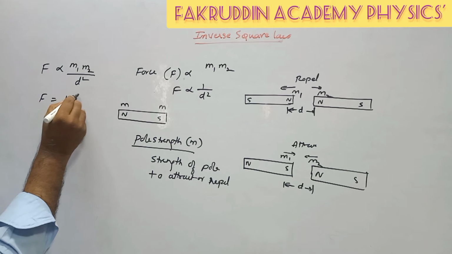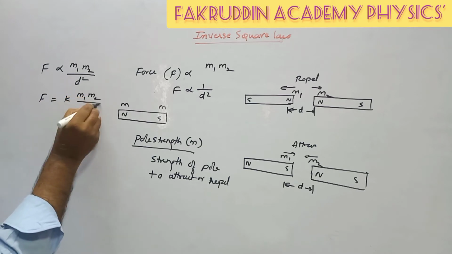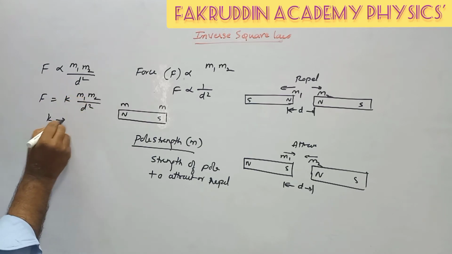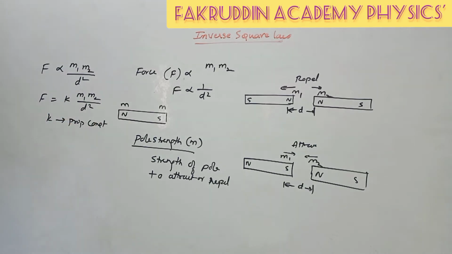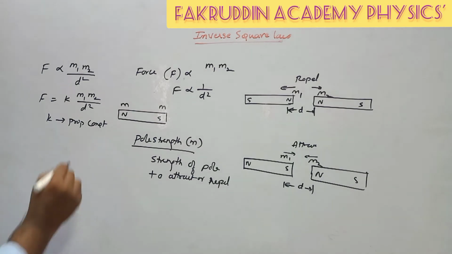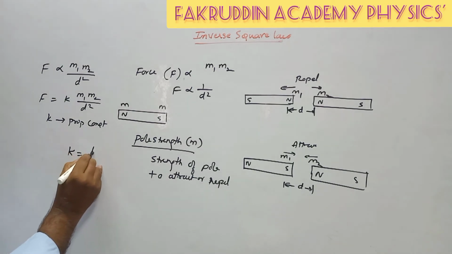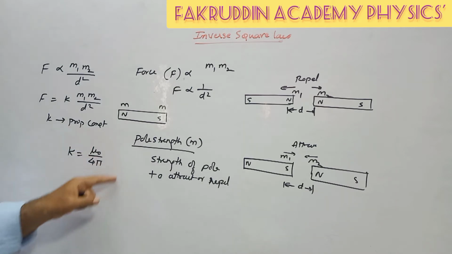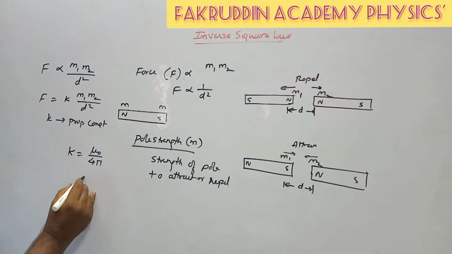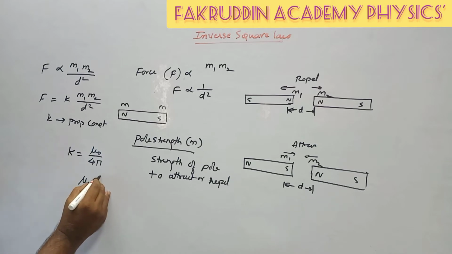F is equal to k m1 m2 by d square, where k is called the proportionality constant. Then what is the value of k here? K is equal to mu naught by 4 pi. The value of k is mu naught by 4 pi. What is the value of mu naught? What is mu naught actually?